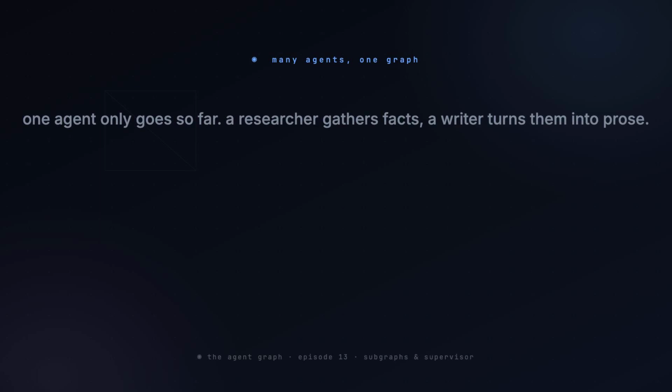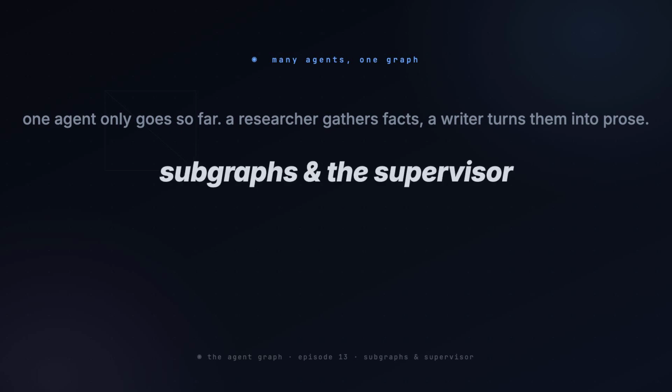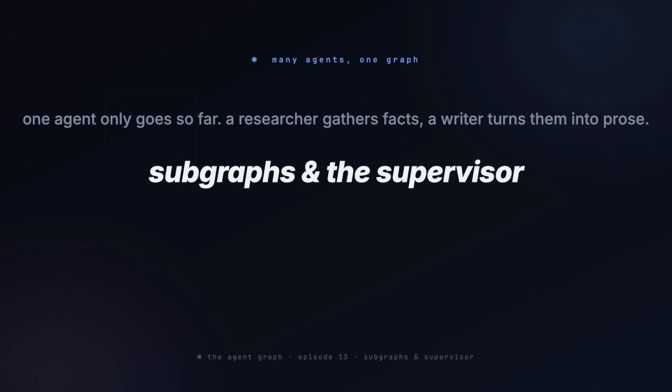Last episode, you stopped a runaway loop with a cycle counter, one agent that knew when to quit. But one agent only goes so far. What if a researcher gathers facts and a writer turns them into prose? In LangGraph, you don't reach for a new framework. You make a graph whose nodes are graphs and let a supervisor route between them.